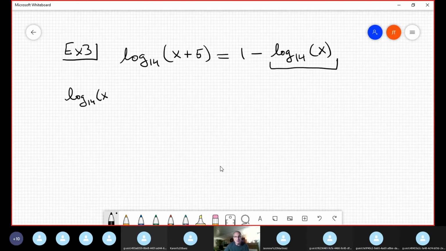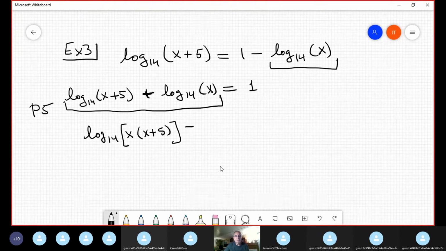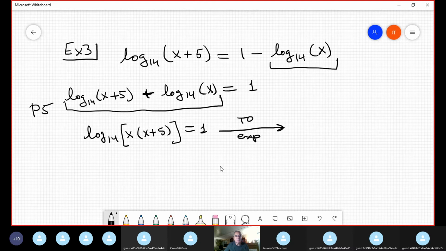Logarithm base 14 of x plus 5 plus logarithm base 14 of x equal 1. And now ready to condense this and this in only one logarithm, base 14. And you apply property number 5 because of plus. And it's a multiplication, x times x plus 5, equal 1. Now conversion to exponential. Now when you convert to exponential, the base is 14. Look here, the exponent is 1. And by the way, 1 is invisible. I don't care. It's equal to x times x plus 5.